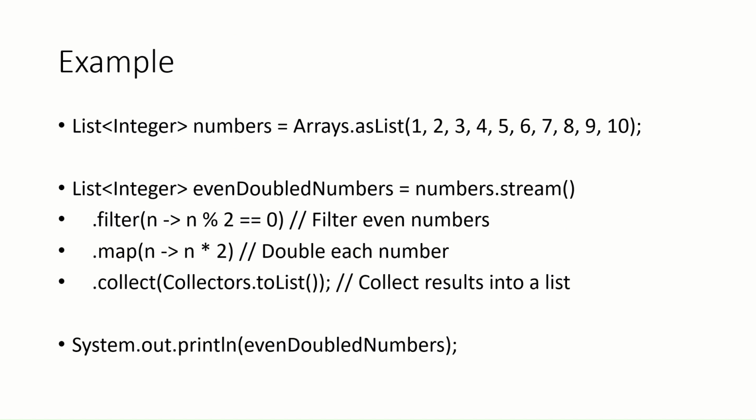Now let me give you one example of the stream API. Here you can see we have a list of integers from 1 to 10. How can you convert that list into a stream? Through the stream method, right? You can call the stream method on this list and it will be converted into a stream. Now you have to apply the intermediate operations. First we apply the filter, which filters out the even numbers from this stream. Then we apply the second intermediate operation, which is map, and we want to transform the stream of even numbers and make them double.